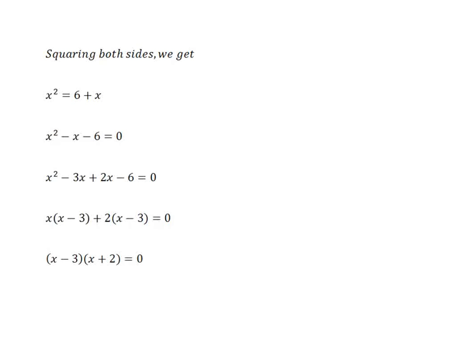So now squaring both sides, we get x square is equal to 6 plus x. Taking 6 plus x on the other side, we get x square minus x minus 6 is equal to 0. So x square minus 3x plus 2x minus 6 is equal to 0. We split the middle term minus x as minus 3x plus 2x over here. So from the first two terms we take x common outside, so we get x into x minus 3, and from the last two terms we take plus 2 common outside, so we get plus 2 into x minus 3. Now taking x minus 3 outside from both the terms, we get x minus 3 into x plus 2 is equal to 0.